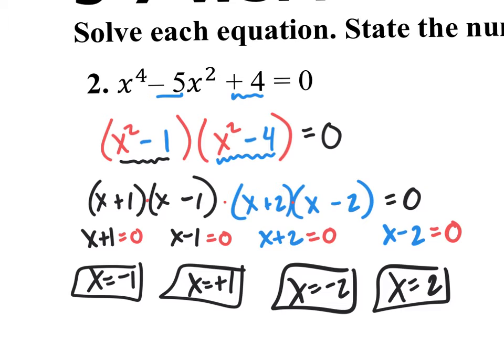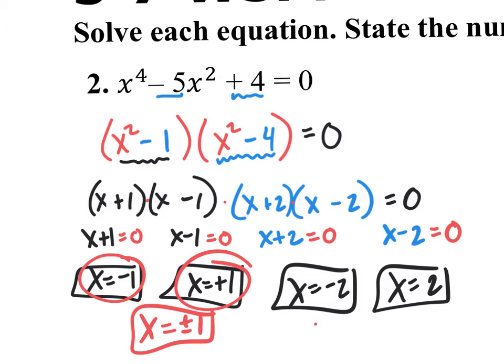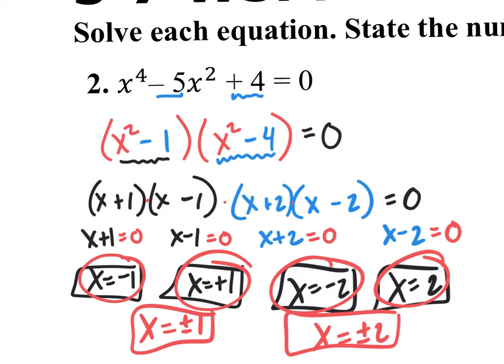Another way you might see this on a multiple choice answer is that x equals plus or minus 1. That really means plus or minus 1, right? Or you could see it as x equals plus or minus 2. There's a positive 2, there's a negative 2. So the plus or minus is just a quicker way of writing your answer.